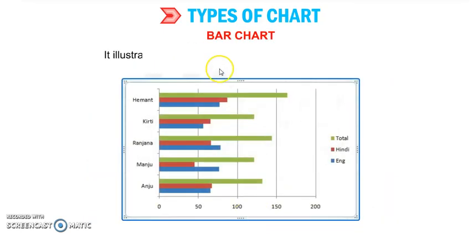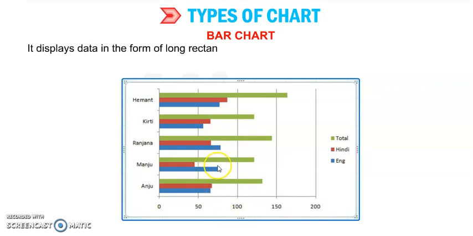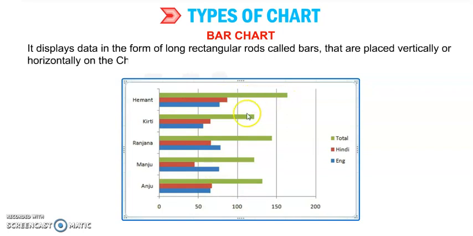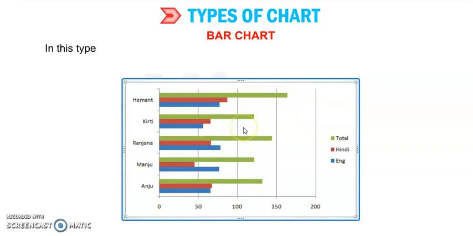First type is bar chart. You can see these bars, okay, horizontal bars. It illustrates the data comparison between individual items. It displays data in the form of long rectangular rods, like bars, that are placed vertically or horizontally on the chart. It is our choice if we want to show it vertically or horizontally.